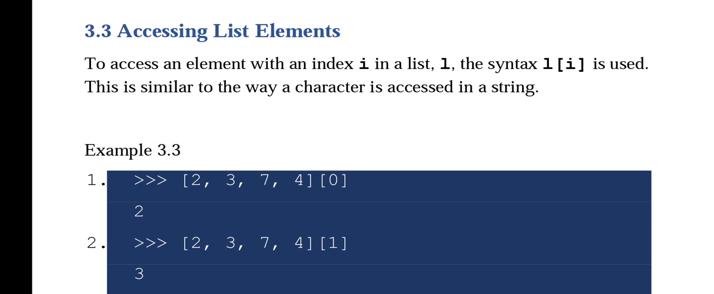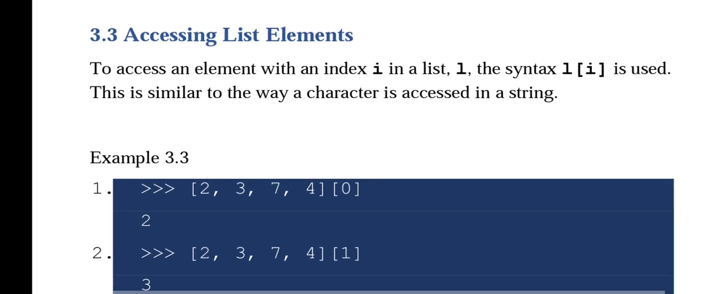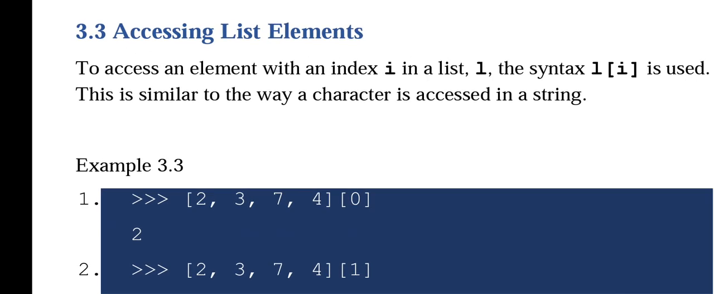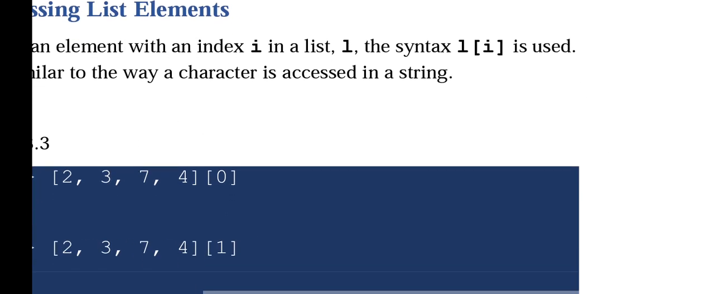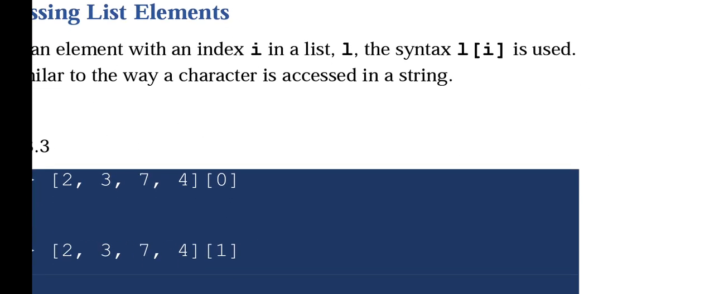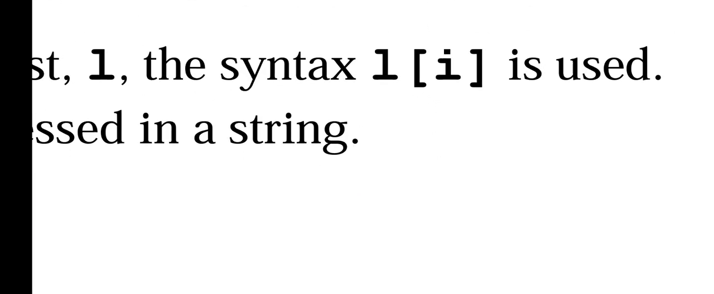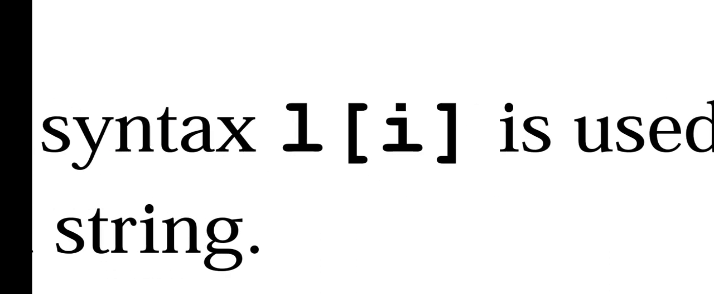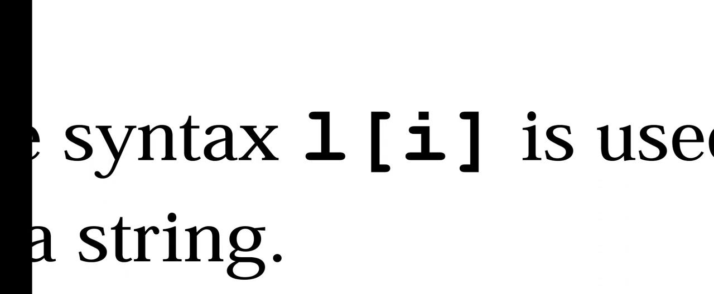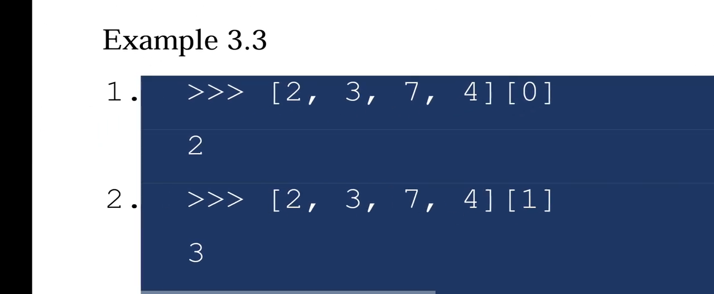Accessing an element in a list is done just the way we access a character in a string. To access an element with an index I in a list L, the syntax L, a pair of square brackets with I inside, where I is a numerical index and L is the list, is used. You see the syntax? This is the syntax. It's very similar to the way we access a character in a string. Okay, let's look at examples.